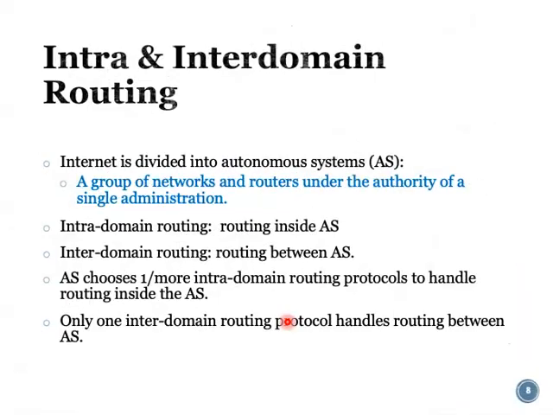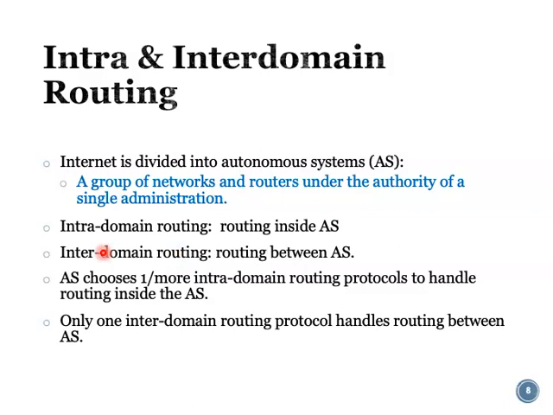Next, we are going to learn about intra- and inter-domain routing. We know the internet can be so large and so massive that one routing protocol cannot handle the task of updating the routing tables of all routers, because it is so large. We can imagine how many users are using the internet nowadays. For this reason, the internet is divided into autonomous systems, or AS. An autonomous system is a group of networks and routers under the authority of a single administration. Routing can be divided into intra-domain routing and inter-domain routing.